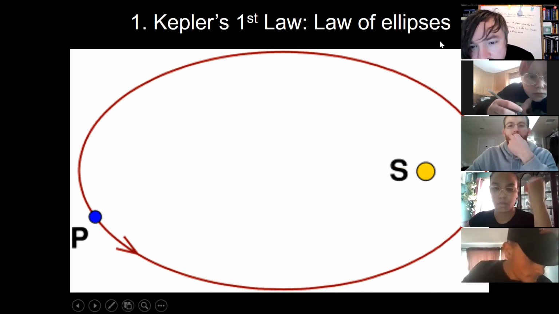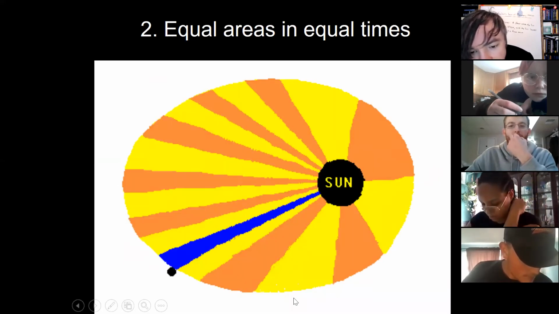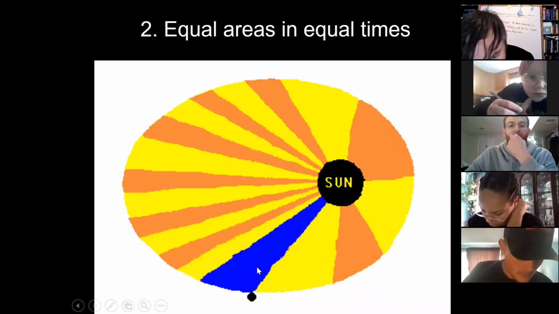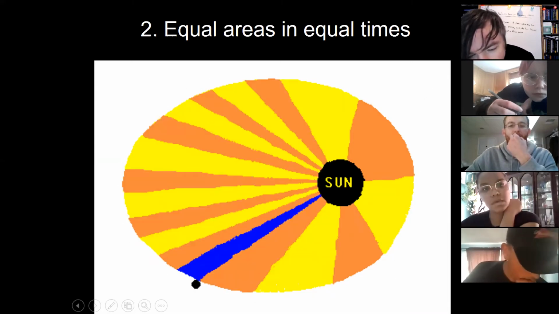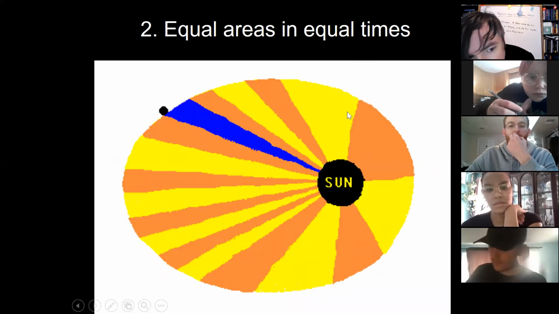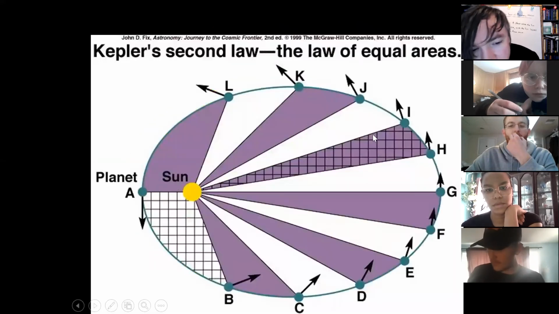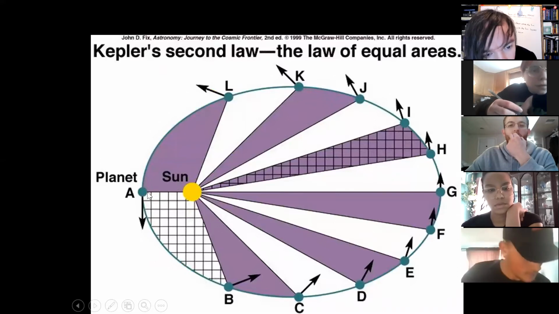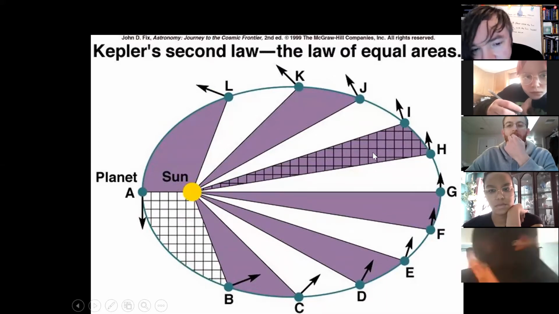Let's talk about Kepler's second law of planetary motion. The second law tells us how the planet travels around the sun with time. It tells us that the planet's motion is not uniform, but it speeds up when it's close to the sun and it slows down when it's far from the sun. The way Kepler decided to express that is in the following way. A planet will sweep out equal units of area in equal intervals of time.